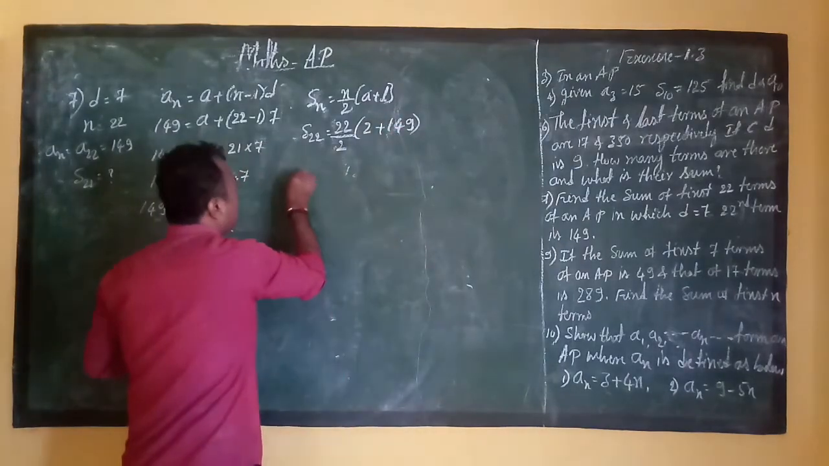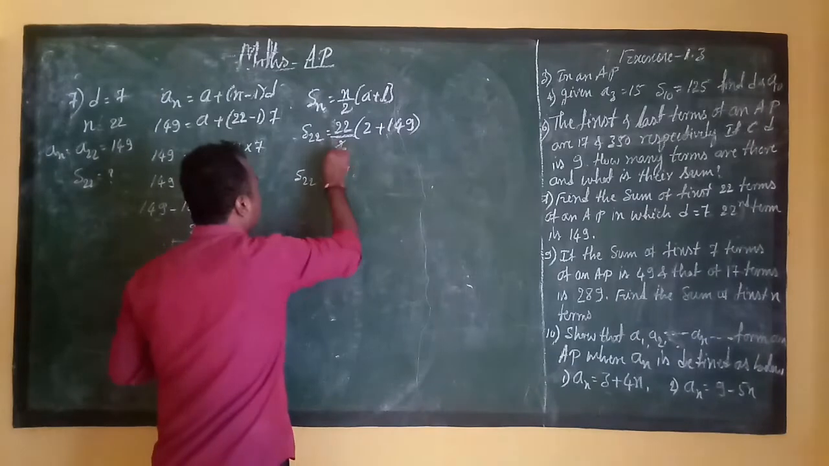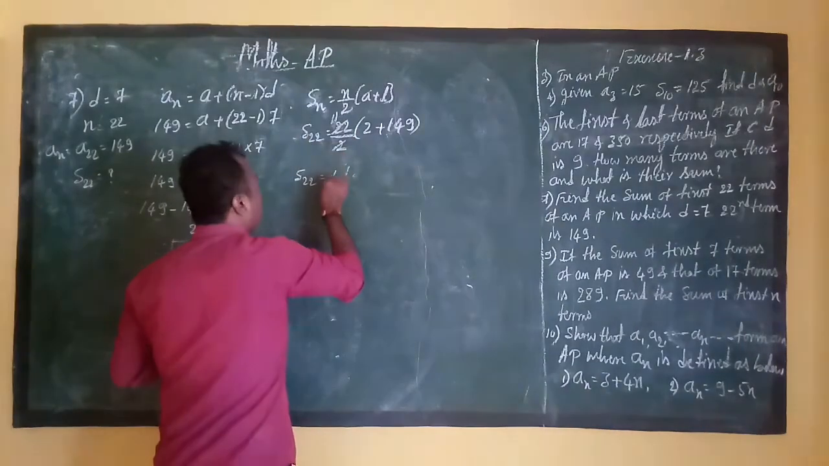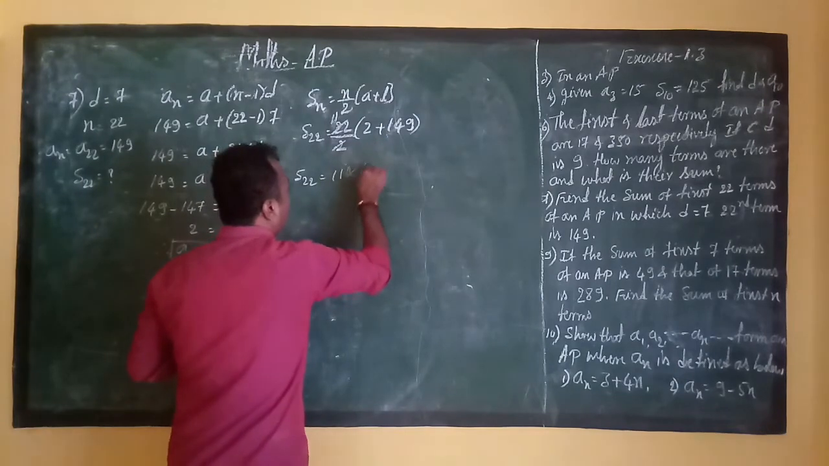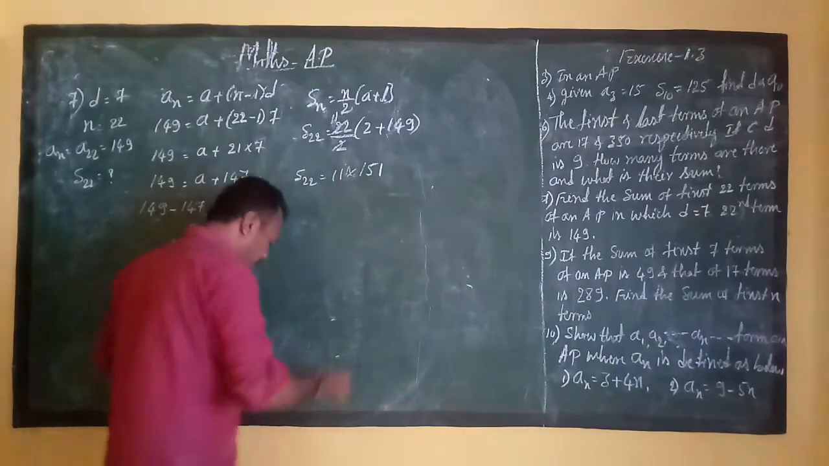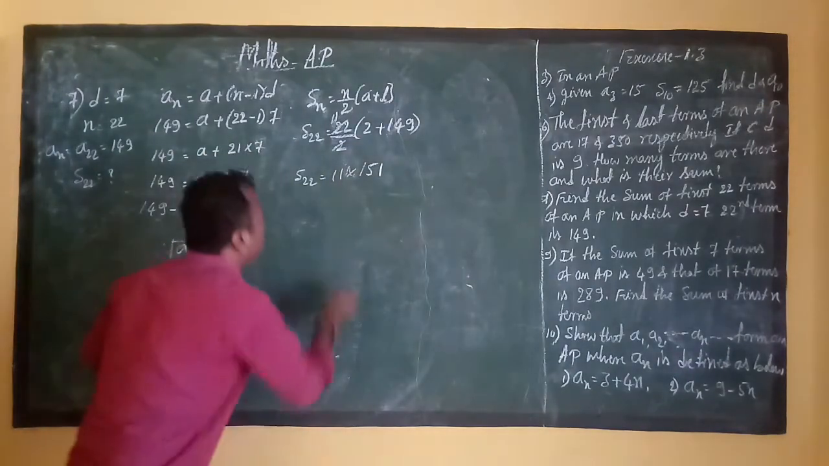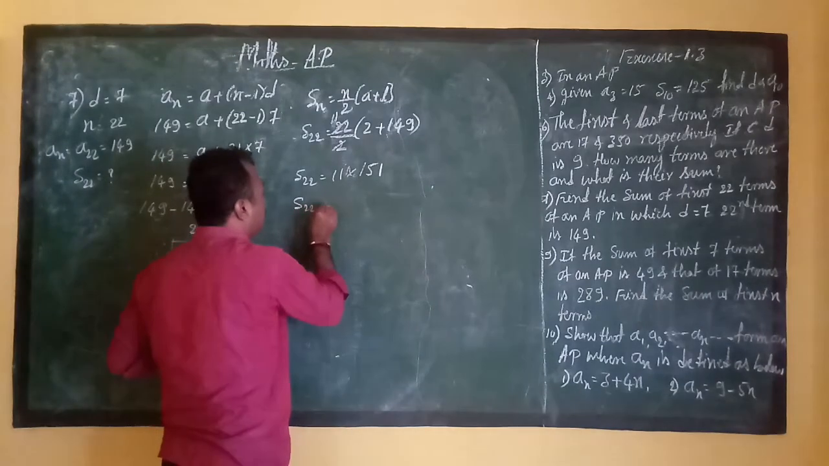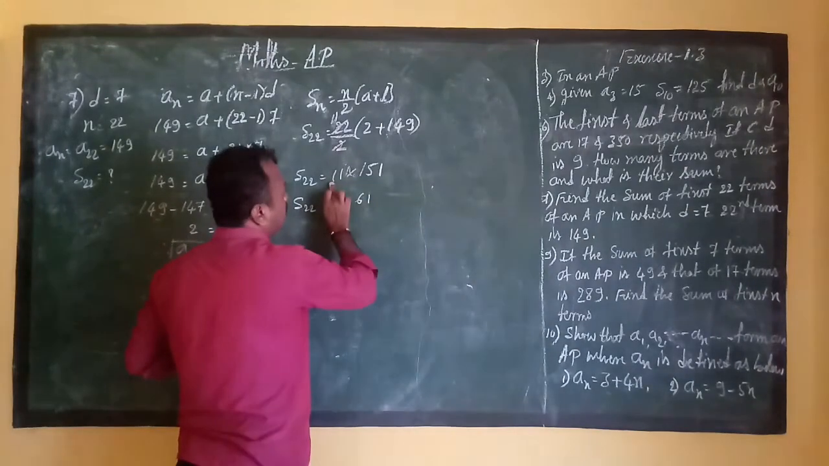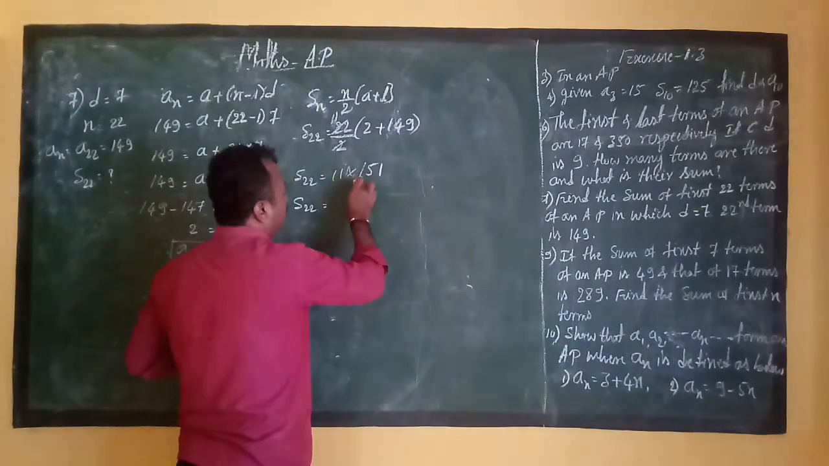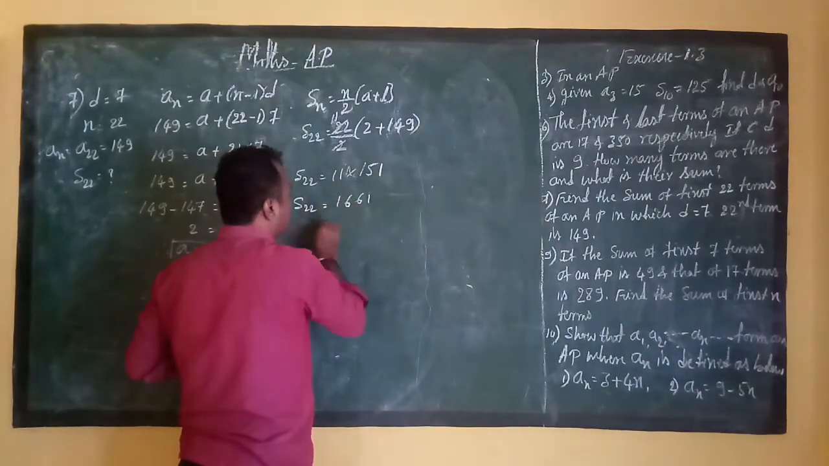Yes, S22 is equal to 2 ones are 2, 2 ones are 2, 11 into what? 149 plus 2 is 151. Therefore S22 is equal to 11 ones are 11, 11 fives are 55, plus 1 is 56. So 11 ones are 11, 11 plus 5, 60, 1661.